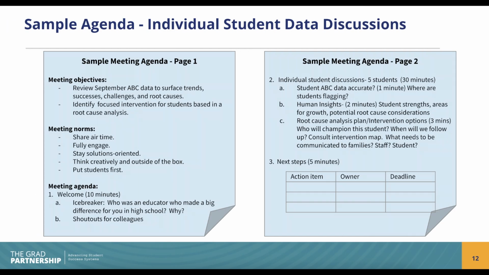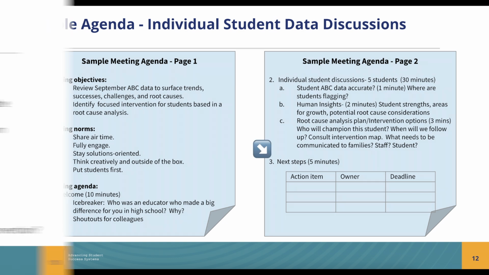Here is a sample agenda a team can follow when looking at individual student data. There is a built-in relationship building activity so the team can model strong relationships. The objectives and norms are listed so that team members can reference them throughout the meeting. There is a space for follow-up steps to ensure the next meeting runs smoothly.